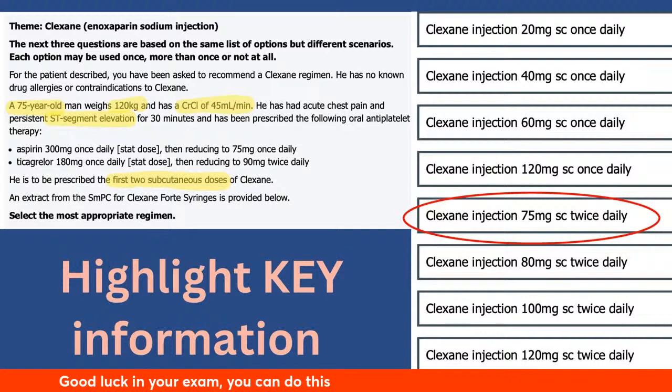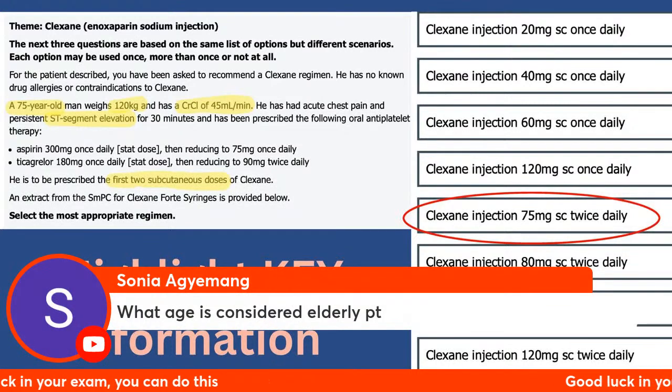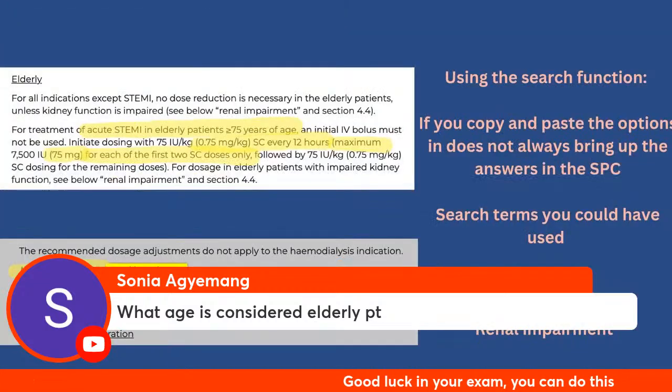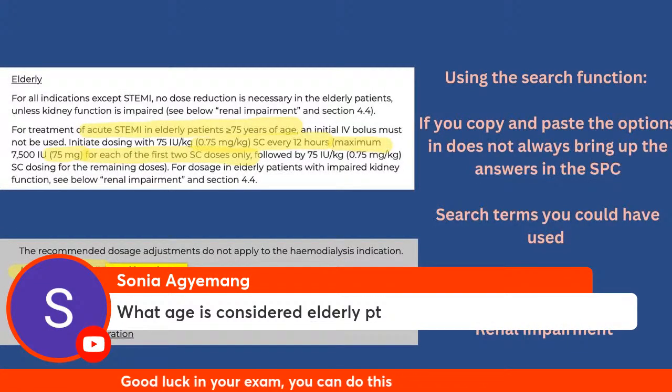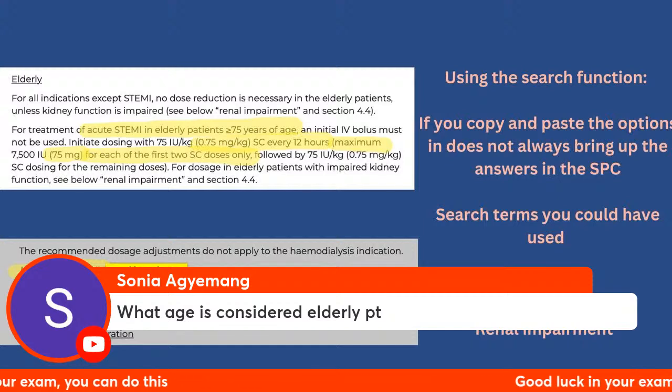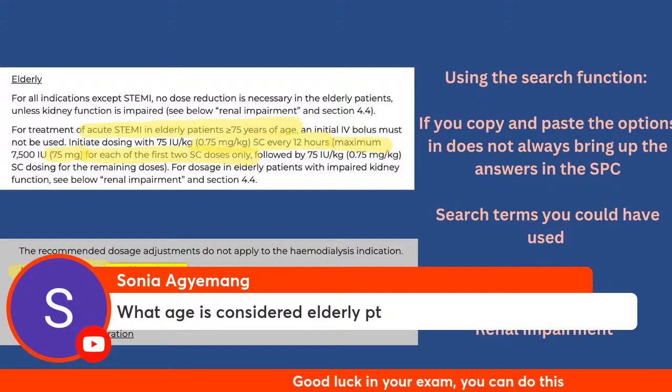So what age is considered an elderly patient? In this question, the SPC said it was 75 years or older. I could just quickly show that to you guys. It says, for treatment of acute STEMI in elderly patients greater or equal to 75 years of age. So in this question, they stated elderly was 75 years of age.